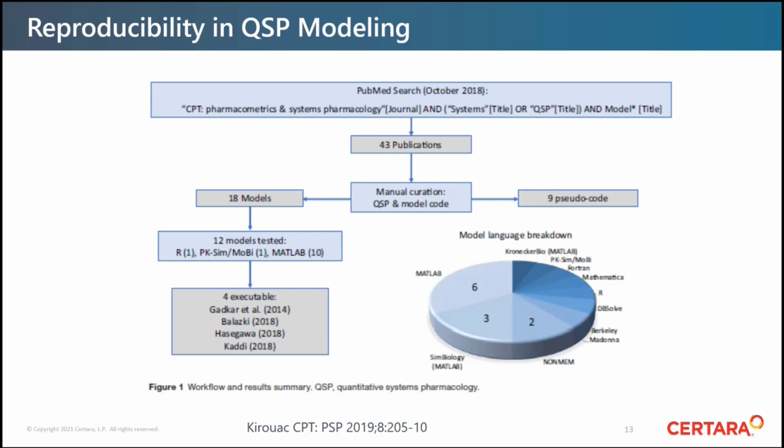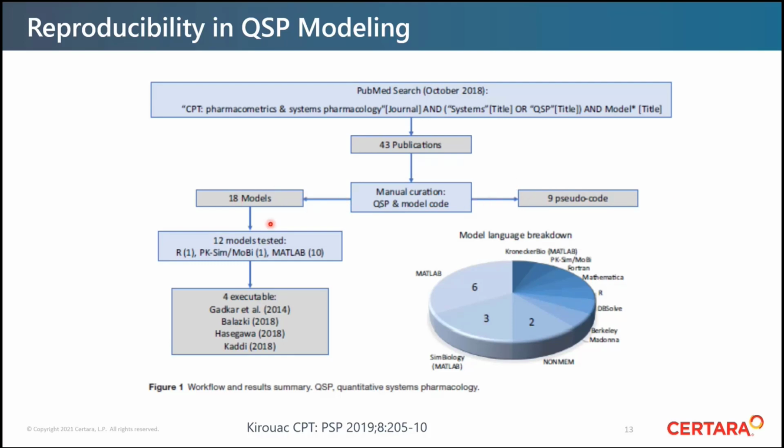You'd think that reproduction in a modeling and simulation environment would be a little bit more straightforward and clean cut. However, as indicated in this study looking at quantitative systems pharmacology models from Kurek et al., they searched PubMed, identified 43 publications for QSP models. Of those, they manually curated the model code. They found that 9 had a pseudocode and were not able to be replicated.